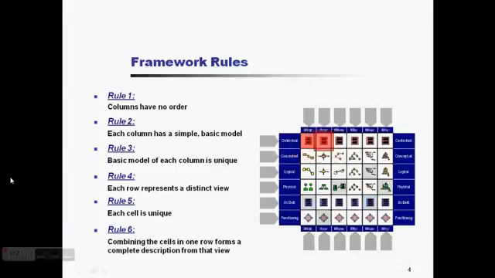Rule 6 is about combining the cells in one row to form a complete model. Basically, every row represents a complete model for a particular perspective. So when you put them together, they will construct a complete model. So every row here is the complete model of the architecture, but for a certain perspective.